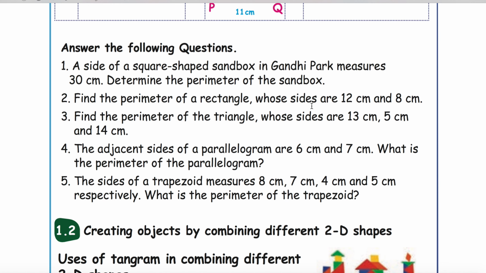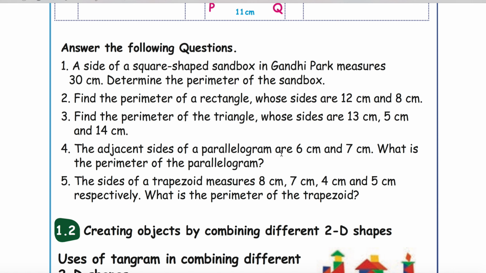Find the perimeter of the rectangle whose sides are 12 and 8. 12 plus 8, 20, into 2, 40 cm. Find the perimeter of the triangle whose sides are 13, 5 and 14. Add these three up, 18. 18 plus 10, 28 plus 4, 32 cm. 32 cm is the perimeter.